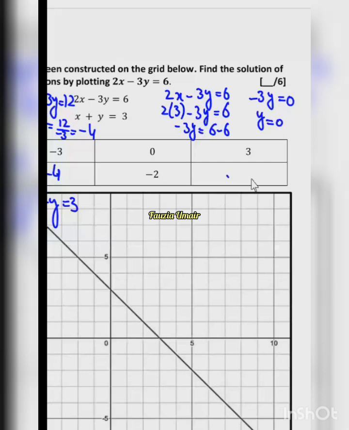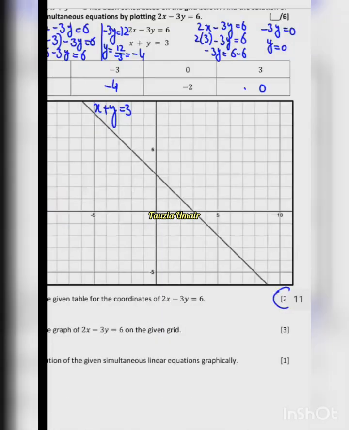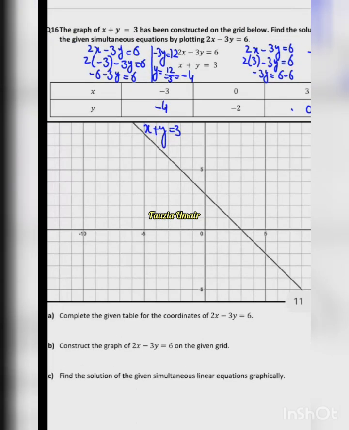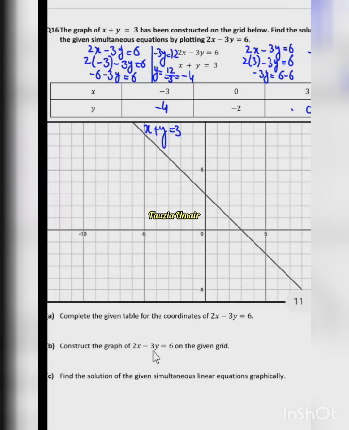So now I have calculated the 2 unknowns for the first part of this equation. Complete the table, so I have already done. So now in the second part, they are saying construct the graph of 2x minus 3y is equal to 6 on the given grid. And this is a 3 marks question. Why is it a 3 marks question? Because I need to plot 3 points.